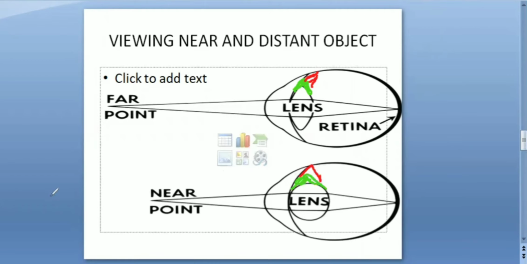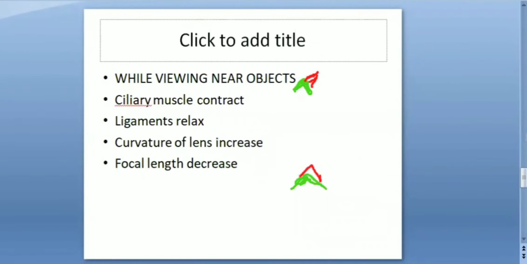So these points will help you to understand very clearly. So listen here. These are the important points regarding how we view near objects. Ciliary muscles contract, ligaments relax, curvature of lens increases, and focal length decreases.